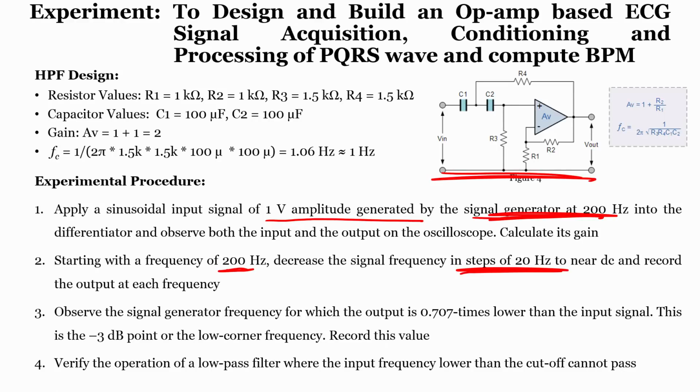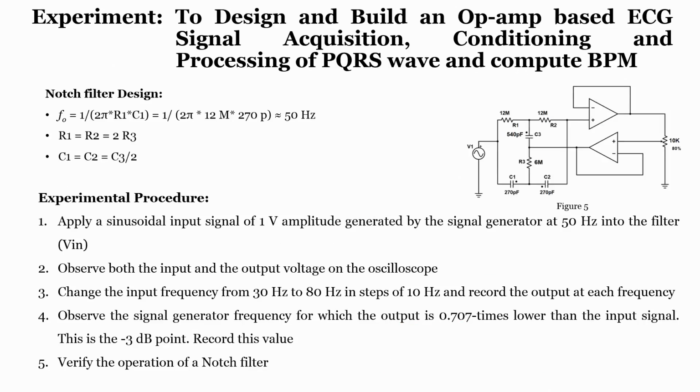Then we observe the signal generator frequency for which the output is 0.707 times lower than the input signal. This is the minus 3 dB point, and finally verify the operation of the filter where an input frequency lower than the cutoff frequency cannot pass. If I want to design a notch filter, what will I do?